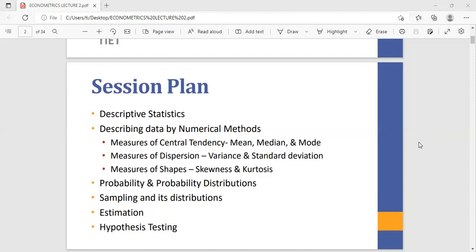Then I will be talking about probability and probability distributions, then sampling and sampling distribution. Then I will discuss estimation, and finally I will be talking about hypothesis testing. So let us start.